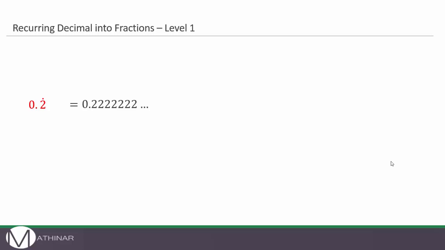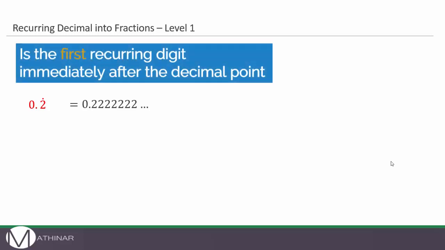And we always ask ourselves the same question to begin with, and that is: is the first recurring digit immediately after the decimal point? So let's look at this. Here is our decimal point, and here is the first recurring digit. Is the first recurring digit immediately after the decimal point? Yes, it is. If the answer to this is no, I'll show you how to answer that later on in this video. So that's our first bit.